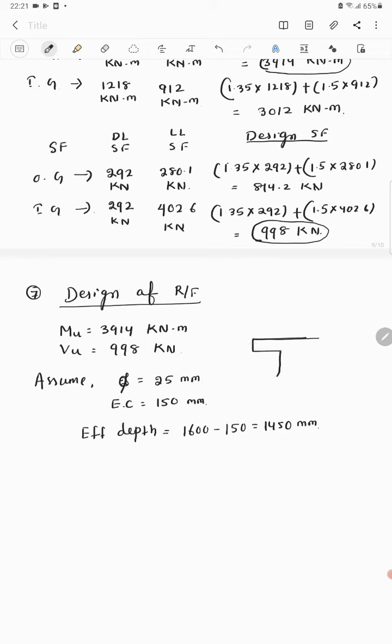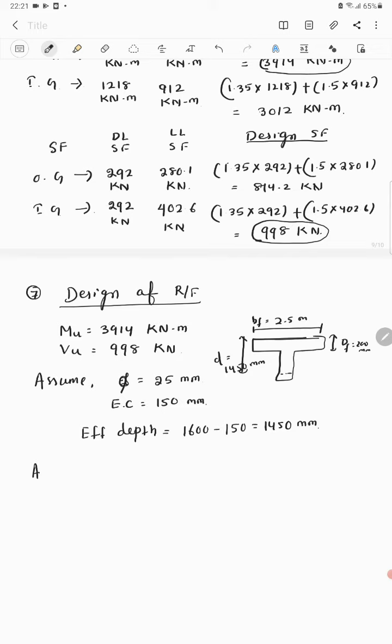The section will be like this, a T section. So this will be Df, this is 200, and this will be 2.5 meter, or you can say Bf is equal to 2.5 meter. Okay, and here there will be reinforcement, so the effective depth will be 1450 mm, D. Okay, fy is 415, Fe 415, and M25 grade of concrete we will use.